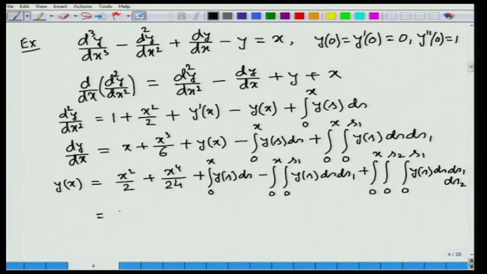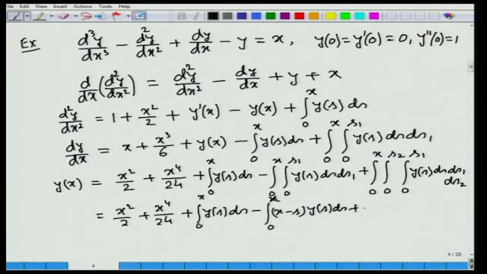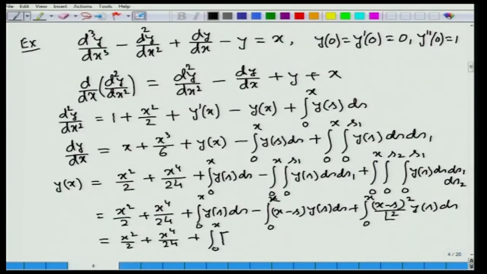So, after applying that formula, we can find this will be equal to x square by 2 plus x to the power 4 by 24 plus integral 0 to x y s d s minus integral 0 to x x minus s y s d s plus integral 0 to x x minus s whole square by factorial 2 y s d s. So, ultimately this is equal to the integral equation x square by 2 plus x to the power 4 by 24 plus integral 0 to x 1 minus x minus s plus half of x minus s whole square, this multiplied with y s d s.